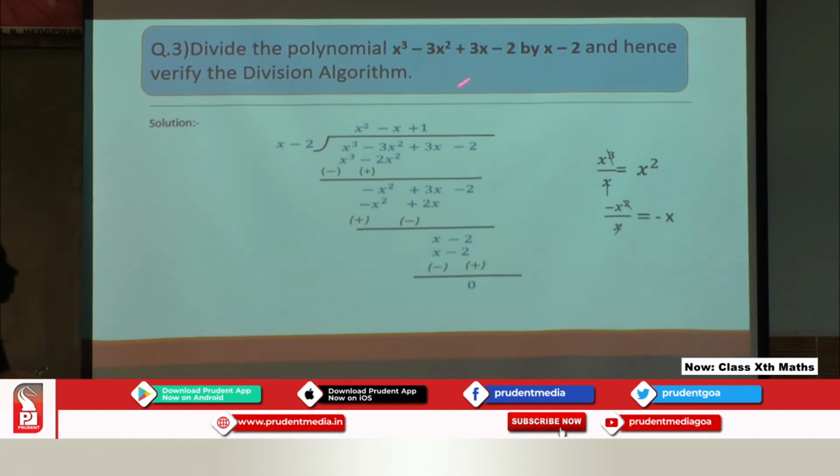But in this question it is asked to hence verify the division algorithm. Now we got the quotient x square minus x plus 1, and the remainder we got is 0, and the dividend is x cube minus 3x square plus 3x minus 2, and the divisor is x minus 2.